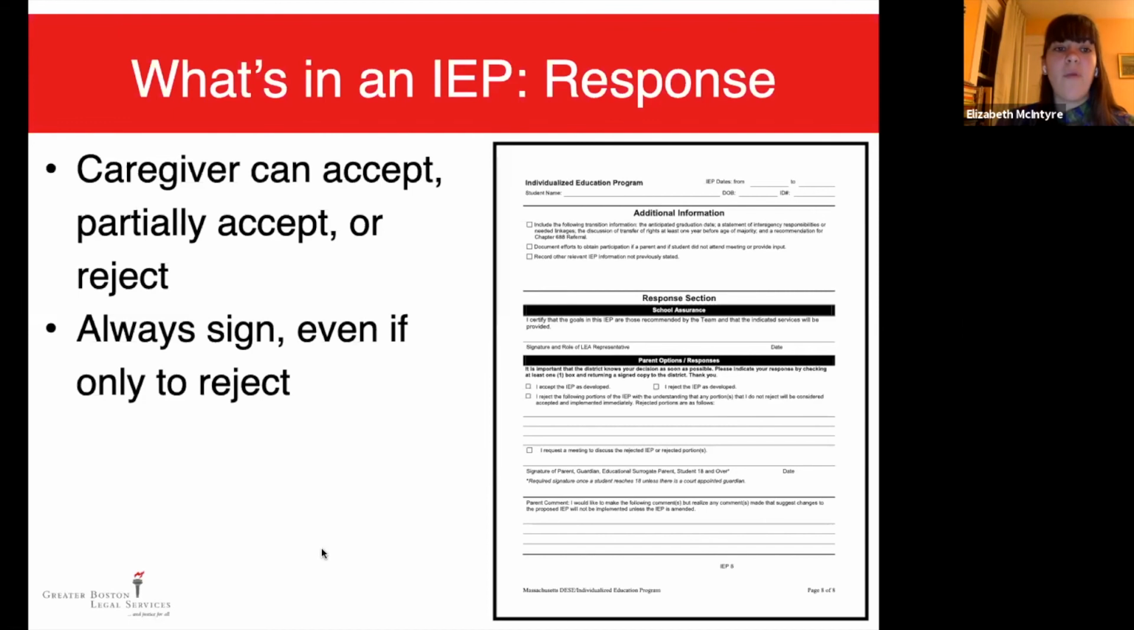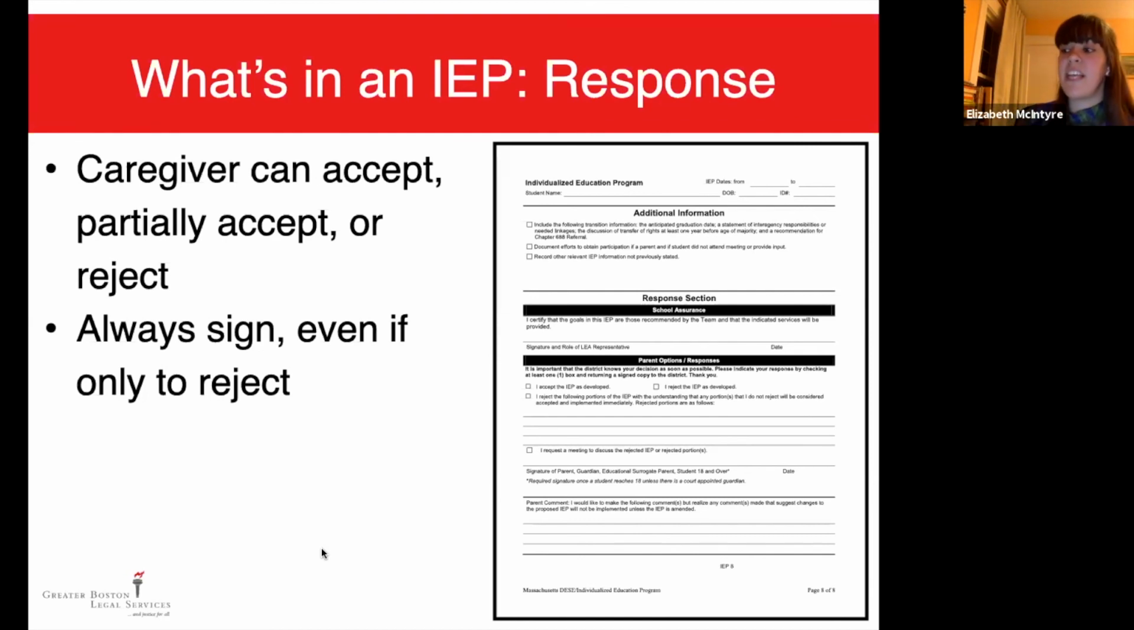When we talk about how to respond, an important thing to know is sometimes I talk to parents who say, I wouldn't sign the IEP. It's important to always sign, but you don't have to agree. We think if we sign, we agree. No, you can disagree, and you should if you don't agree, but you should sign to indicate that you disagree. So you can either say that you accept the IEP, all of it. You can say you reject the IEP, all of it. Or you can say, I reject certain parts of the IEP.